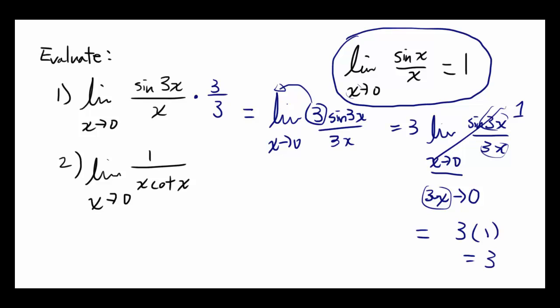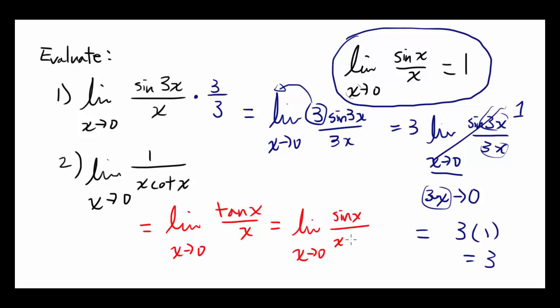Let's look at the second one. Limit as x approaches 0 of 1 over x times cotangent of x. Well, cotangent of x is the same thing as 1 over tangent of x, so we can bring tangent of x to the top. So it's going to be tangent of x over x. And tangent is sine over cosine, so that's going to become the limit as x approaches 0 of sine x over x times cosine of x. And you see sine of x over x in this case.